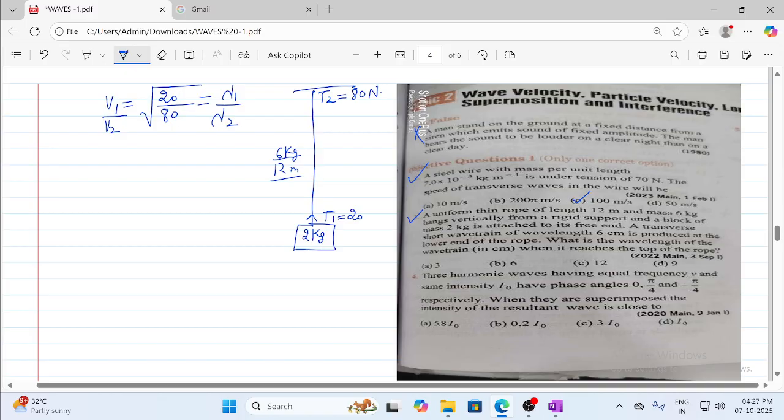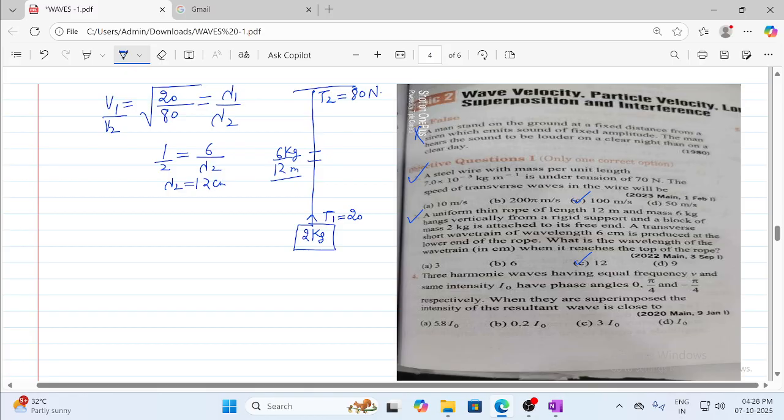First of all, let me cross check it. How much lambda initially is given here? 6. So 1 by 2 equal to 6 by lambda 2. Lambda 2 is coming out 12 centimeter. Clear? Now my question is, I am changing the question. How much time will be taken by this wave to reach from this point to this point? That is the question.